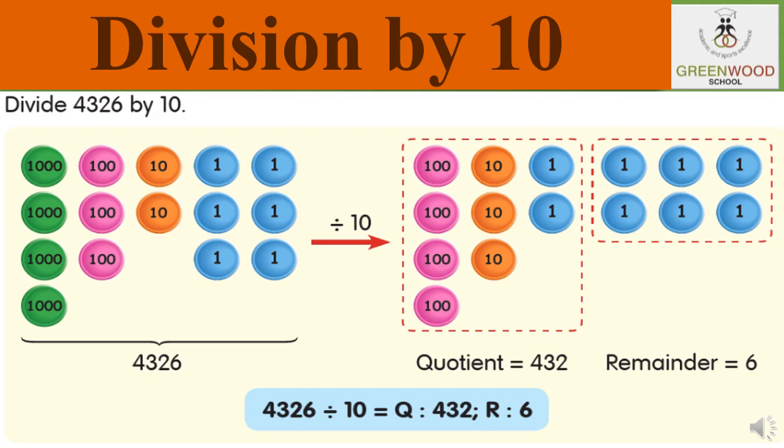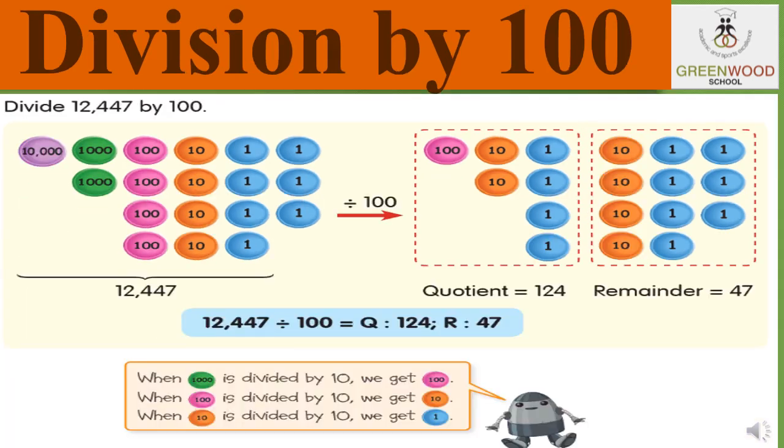So remainder is equal to 6 and quotient we get as 432. So I can say that when 4326 gets divided by 10, we get quotient as 432 and remainder as 6. Next topic, division by 100.